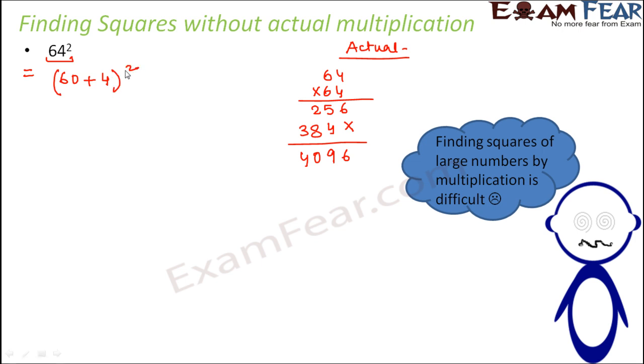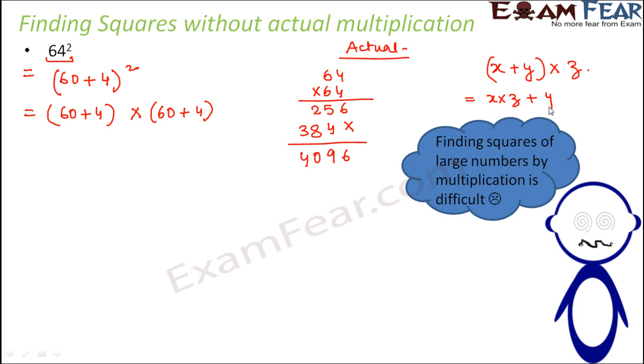So (60 plus 4) square. What does this mean? This means that 60 plus 4 is getting multiplied by itself. That is (60 plus 4) into (60 plus 4). Right? Now how can we write this? Let's say you would have had something like (x plus y) into z. So if you have x plus y inside the bracket multiplied by z, this is the same as x into z plus y into z. This is the same thing, that x multiplied by z plus y multiplied by z.